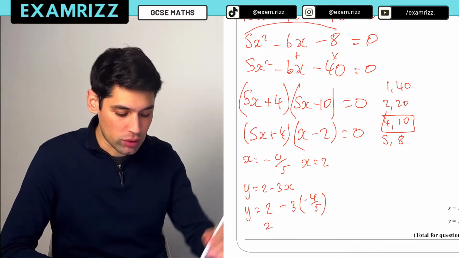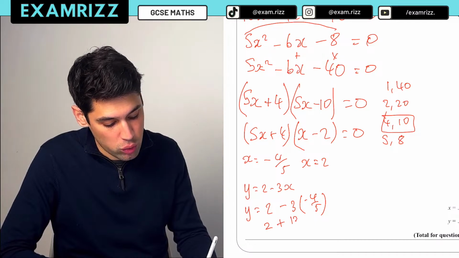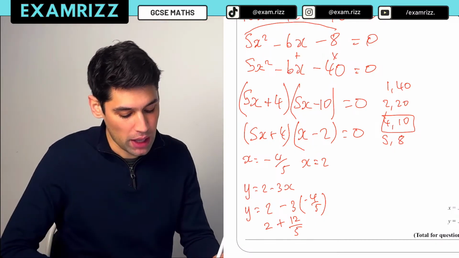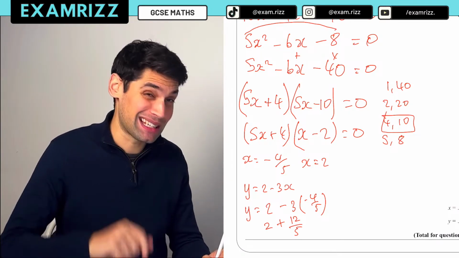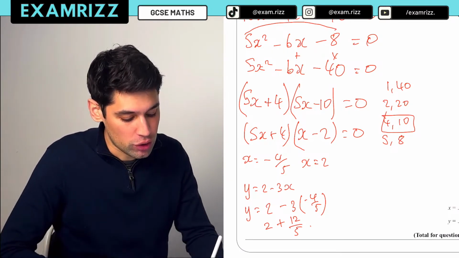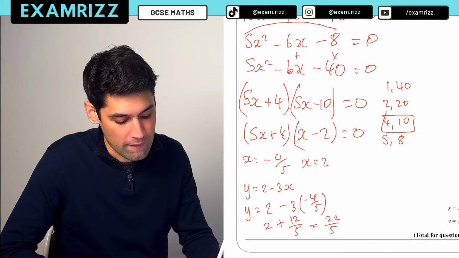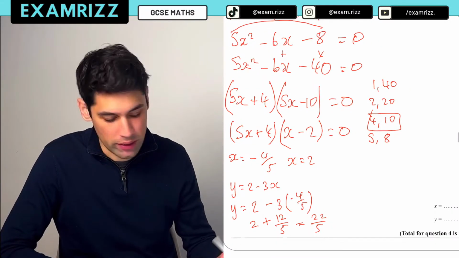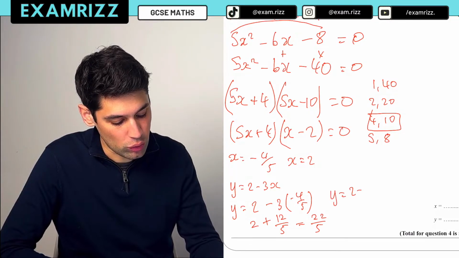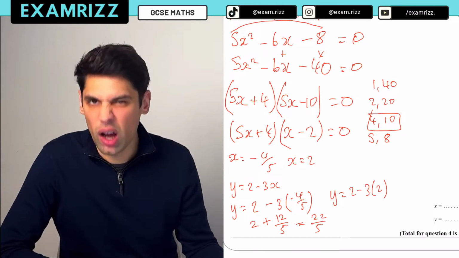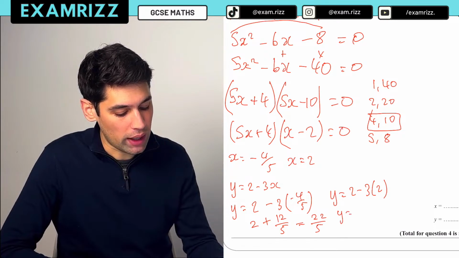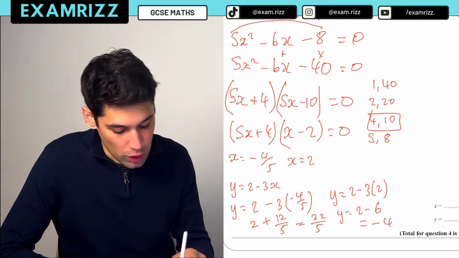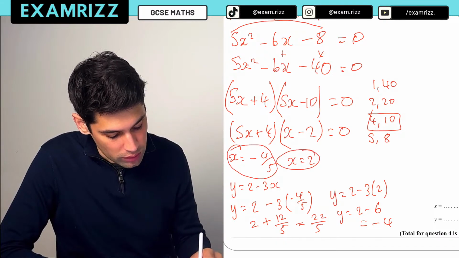So 2 minus 3 times minus 4/5 is going to be plus 12/5, because when we do a number times a fraction, we times the number to the top of the fraction. 2 is the same as 10/5 if we're putting all in fifths. So this is going to create 22/5. And then the other one is going to be y equals 2 minus 3 times 2, a much easier equation to do. y equals 2 minus 6, which is minus 4. So those are all of our answers.